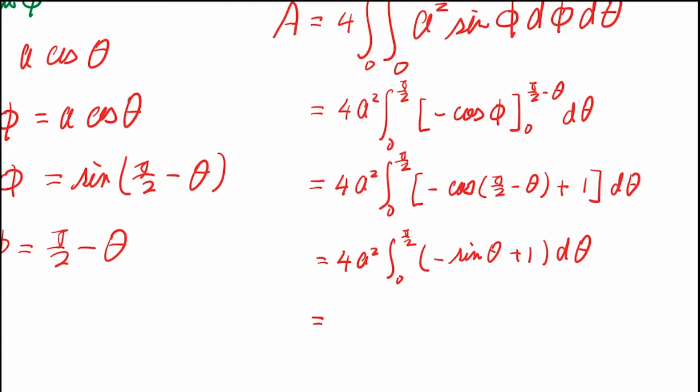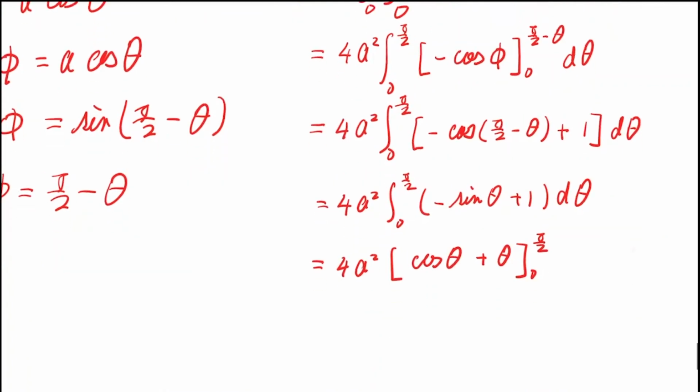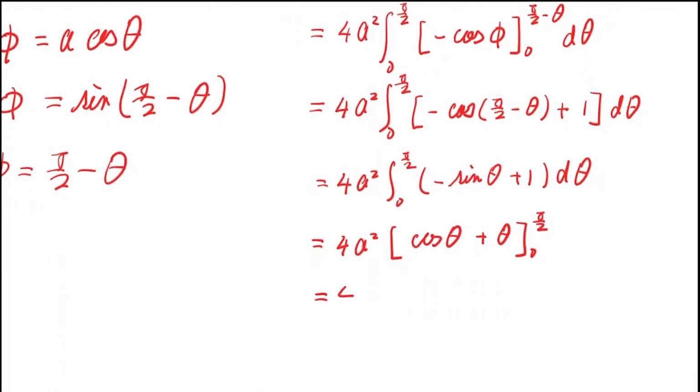Now we can integrate, so we have 4a squared, and this thingy now turns back into cosine theta, and plus theta. Good. Wow, at long last. 4a squared, this is 0 to pi over 2, so we have pi over 2 minus, substitute 0, and that's 1, and this is 0. Whoa! That turned out to be a lot more complicated than I wanted it to be.